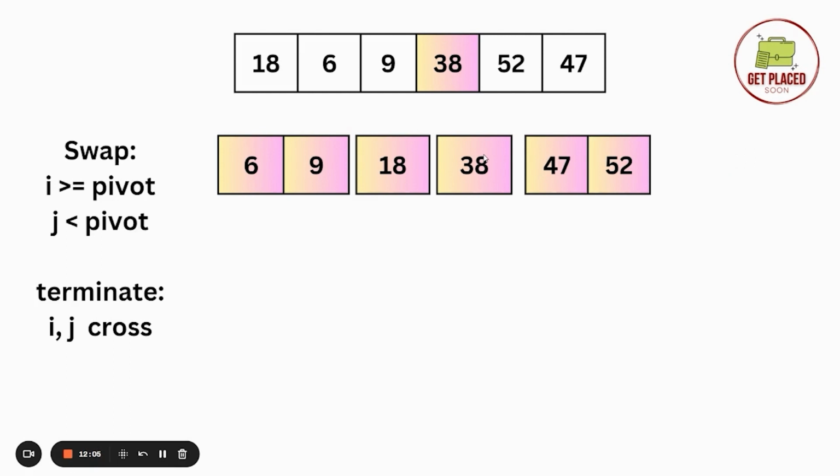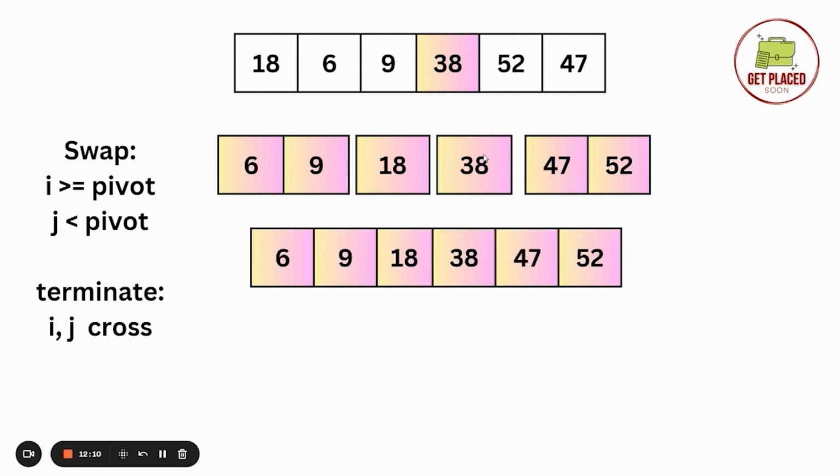So you can see now all the elements are sorted in ascending order. This is how quicksort works. The third step you already know, that is combining all the elements from all the sorted subarrays. So it is 6, 9, 18, 38, 47, 52 after the process quicksort.